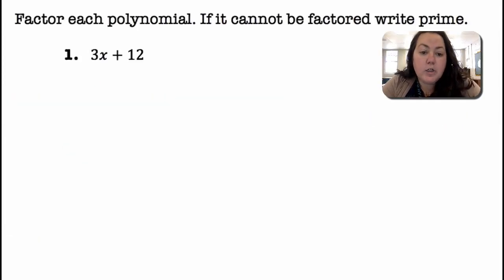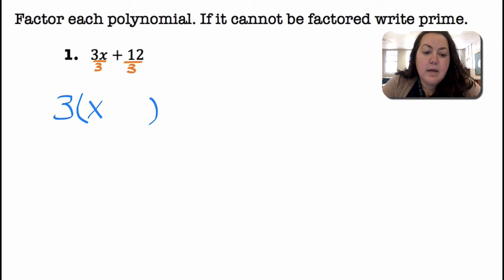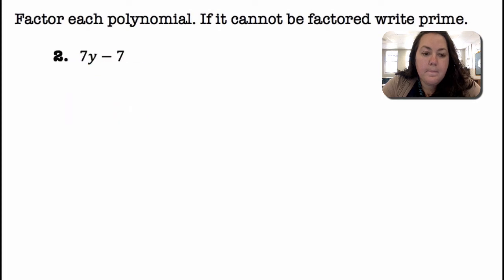If it cannot be factored, write prime. So I have 3x plus 12. They both have a 3 in common, so I could pull out a 3. 3 goes into 3x one time, and that leaves me with the x. And 3 goes into 12 4 times, so I'm left with x plus 4. The next one, I have 7y minus 7. Well, they have a 7 in common that I could pull out. And when I divide everything by 7, that leaves me with a y minus 1.